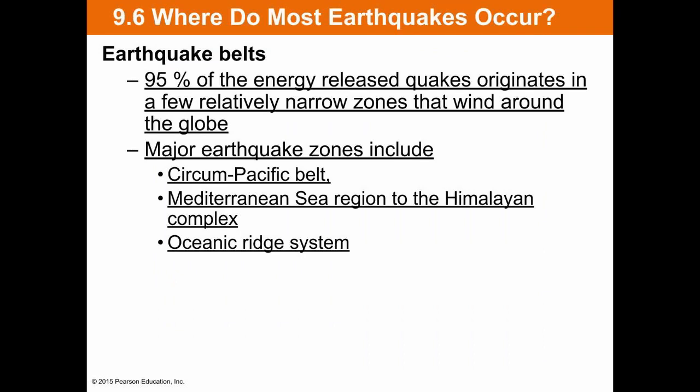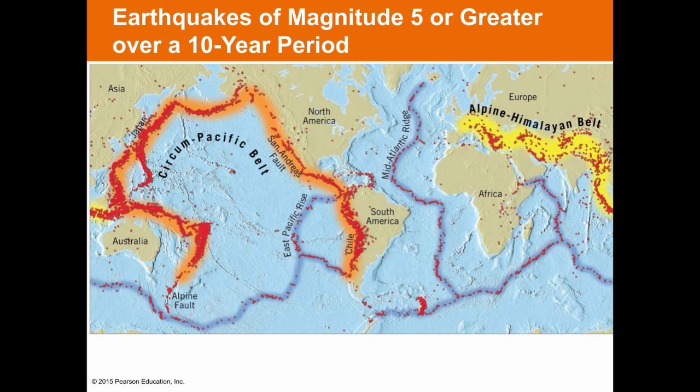So, we know earthquakes are dangerous, we know earthquakes are deadly. Where do earthquakes happen? 95% of the energy released in quakes originates in a few relatively narrow zones that wind around the globe. Major earthquake zones include the Circum-Pacific Belt, the Mediterranean Sea region to the Himalayan complex, and the Oceanic Ridge System. Here we have an image showing these three belts and the amount of earthquakes magnitude 5 or greater over the course of a 10-year period.